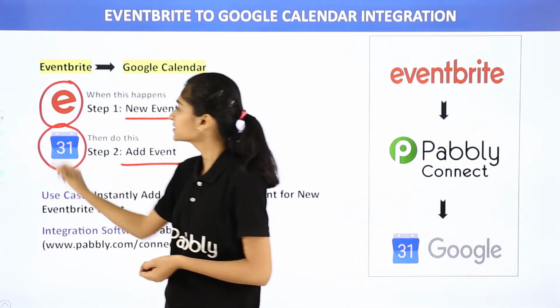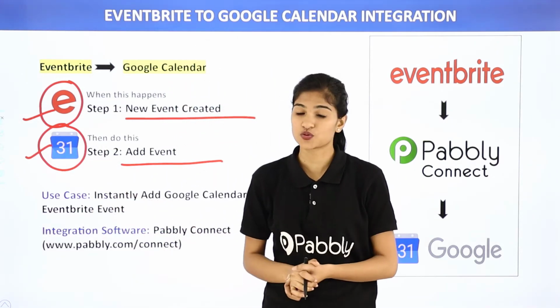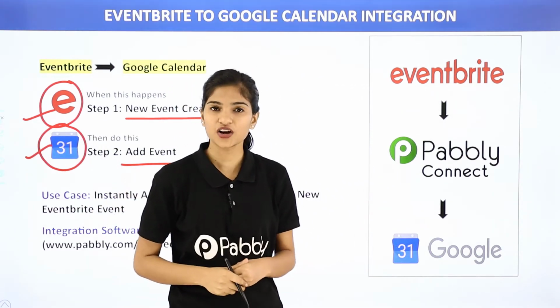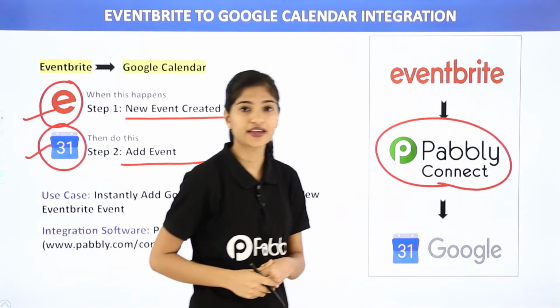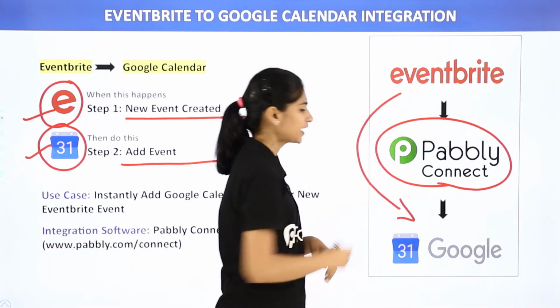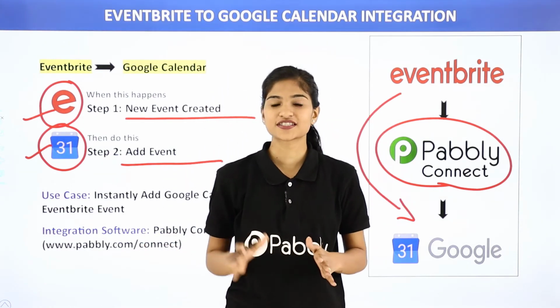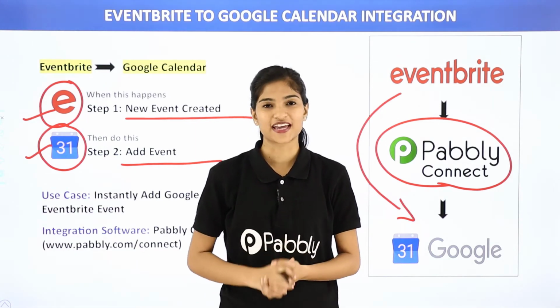The issue here is that Eventbrite and Google Calendar don't have any integration between them, and that is why we are going to use Pabbly Connect. Pabbly Connect is an integration software which will help you to transfer the data from Eventbrite to Google Calendar. The best part here is you don't require any knowledge of coding. So let me show you this on my screen.